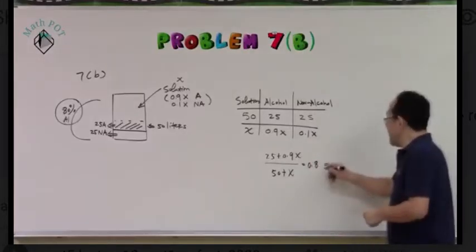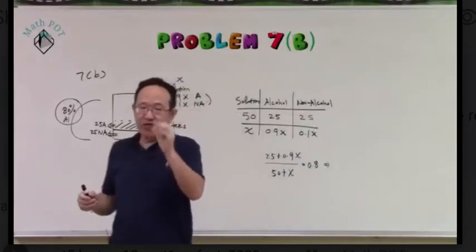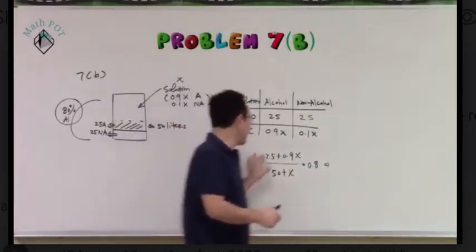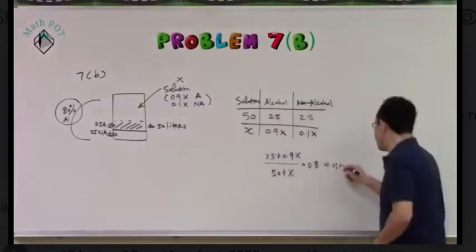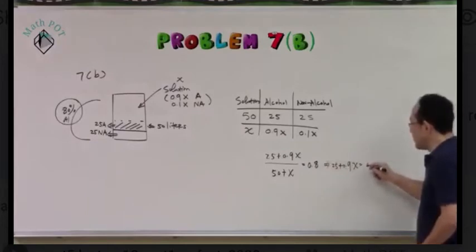Let's quickly solve this one. In general, when you solve this kind of problem, always try to get rid of the fraction. So multiply both sides by this one. This side is nothing but 25 plus 0.9x. This one multiplied by this one gives us 40 plus 0.8x.